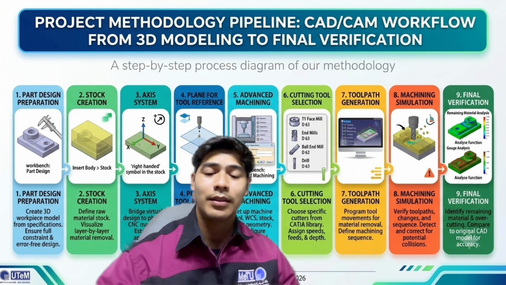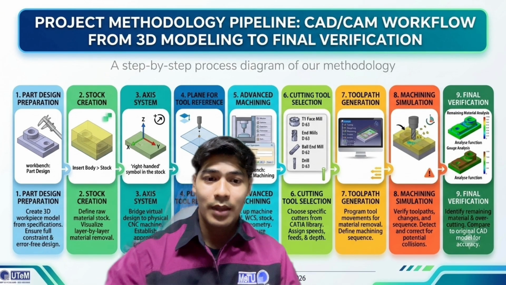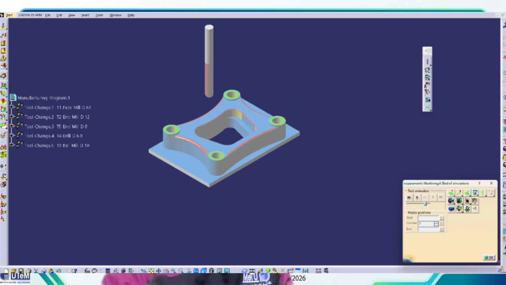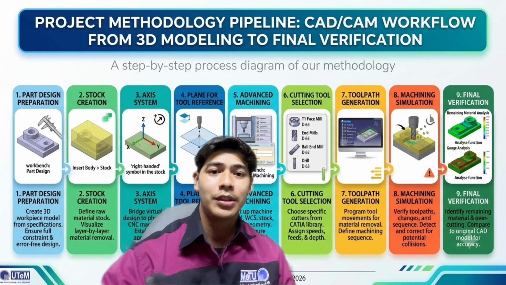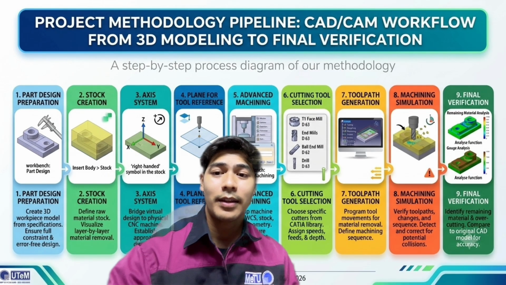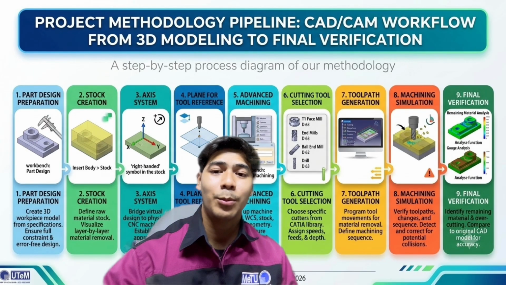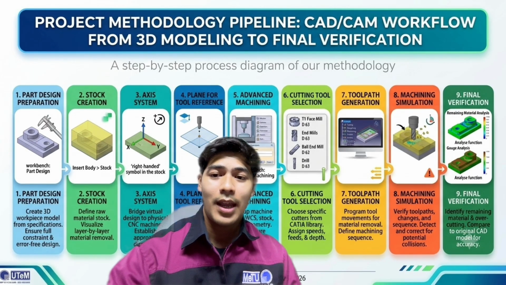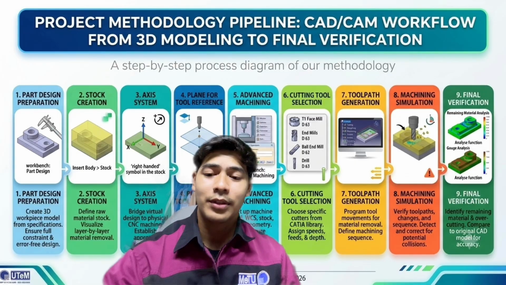And number 8 is machining simulation. After generating all toolpaths, we ran the machining simulation in CATIA. The simulation verified the machining sequence, tool movement, and tool change while checking for any possible collision or machining error. Any issue detected was corrected before proceeding.